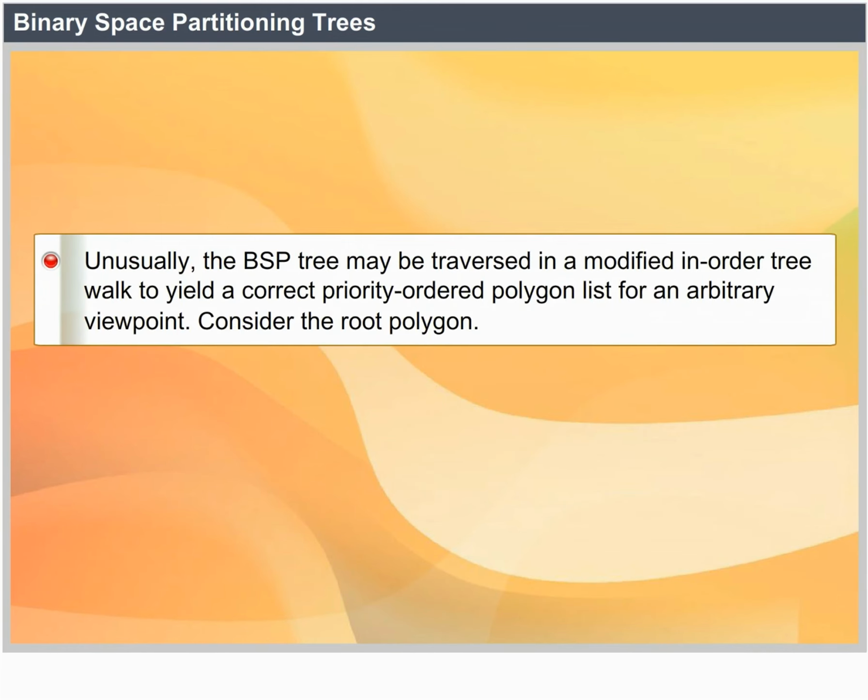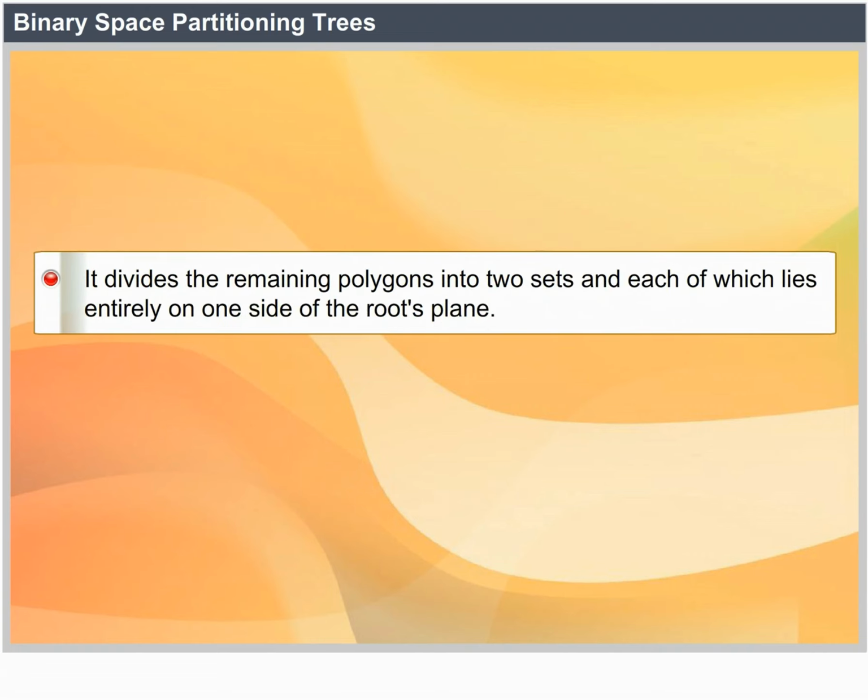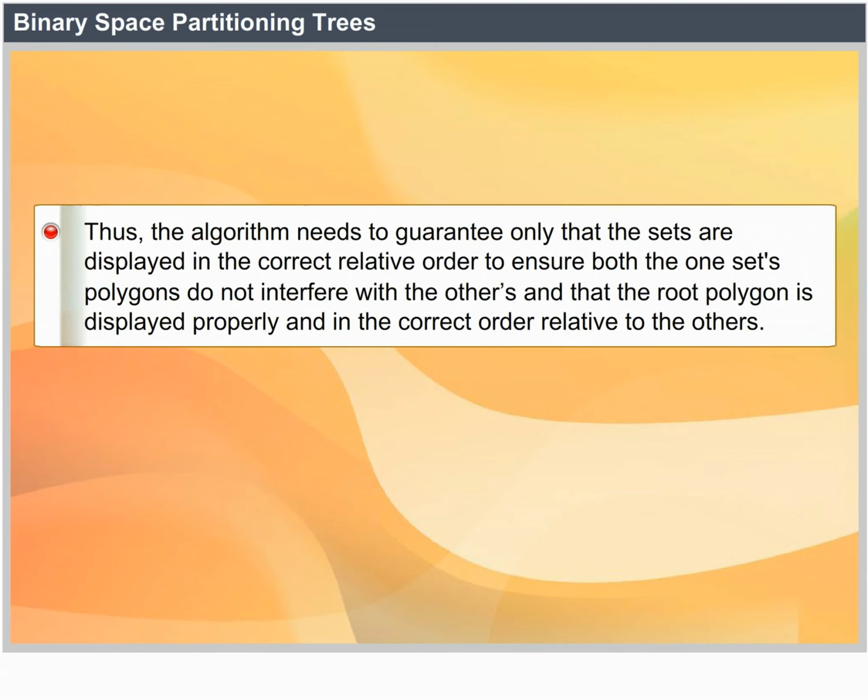Remarkably, the BSP tree may be traversed in a modified in-order tree walk to yield a correct priority ordered polygon list for an arbitrary viewpoint. Consider the root polygon. It divides the remaining polygons into two sets, each of which lies entirely on one side of the root's plane. Thus, the algorithm needs to only guarantee that the sets are displayed in the correct relative order to ensure both that one set's polygons do not interfere with the others and that the root polygon is displayed properly and in the correct order relative to the others.